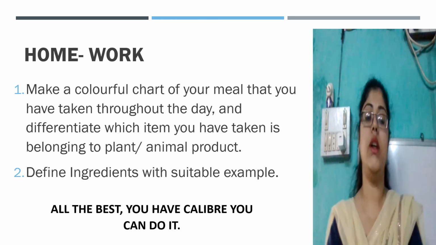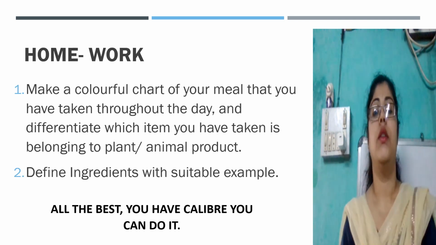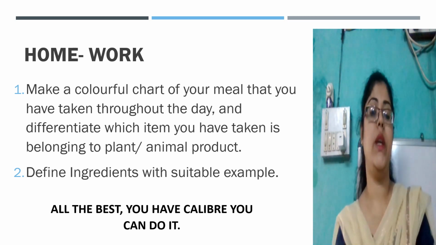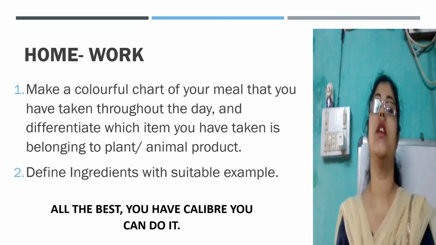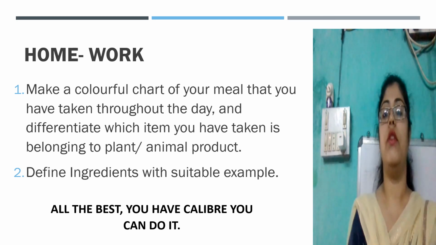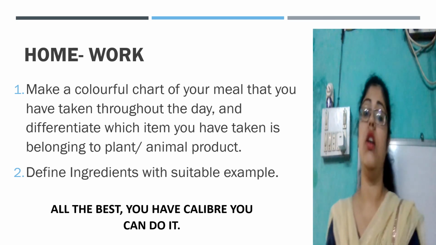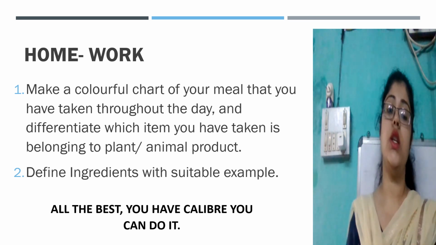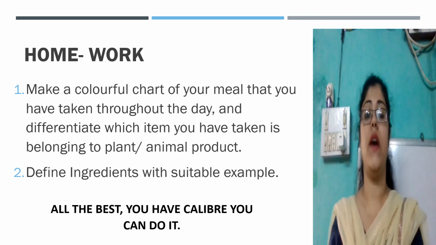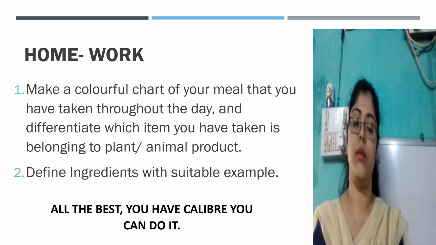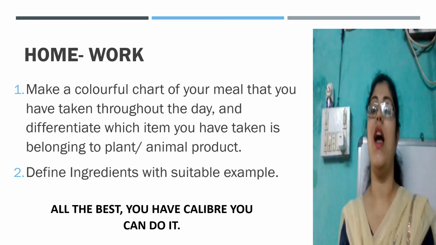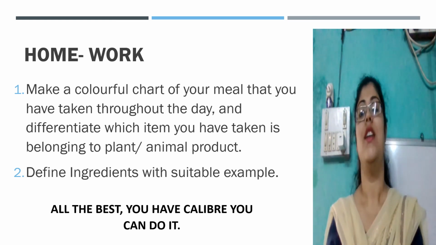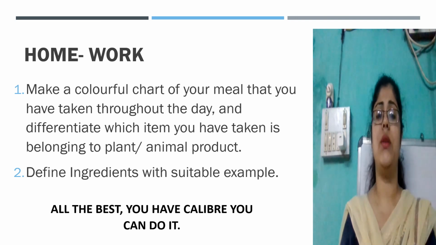Now let's move to the homework. So it's your homework time. You have to make a colorful chart of your meal that you have taken throughout the day and differentiate which item you have taken belongs to plant or animal product. This is the first question. The second question says that you have to define ingredient with a suitable example. All the best, class. You have caliber and you can do it. So just do it positively.